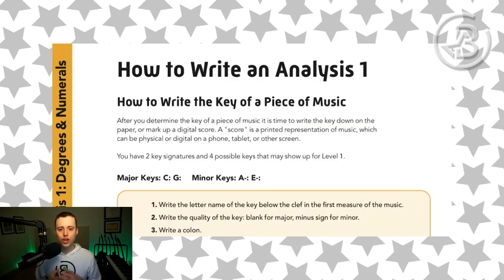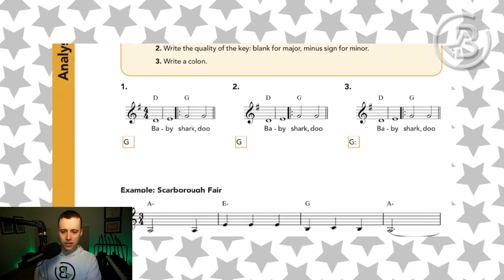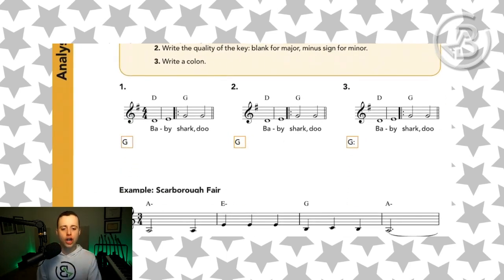In this lesson, you are going to understand how to write and analyze and show the key of a piece of music. So after you've gone through your 3 steps and you've figured out what key the piece of music is in, then you're going to write a little symbol below the staff to show the key of the piece of music.